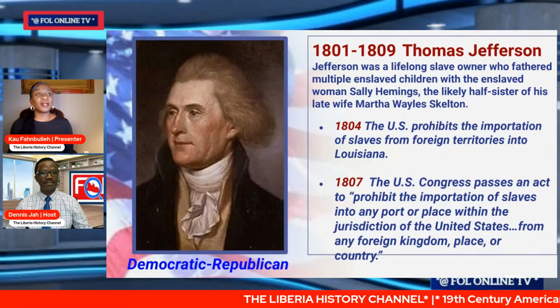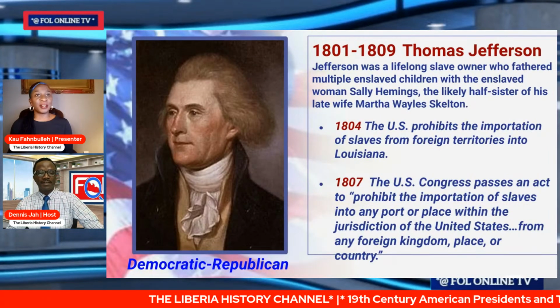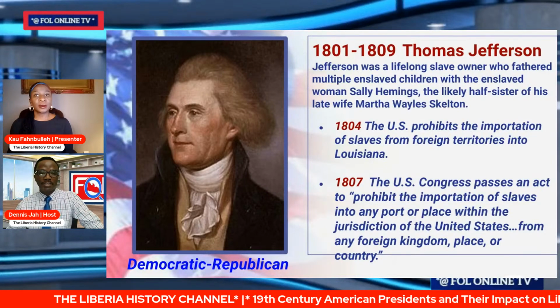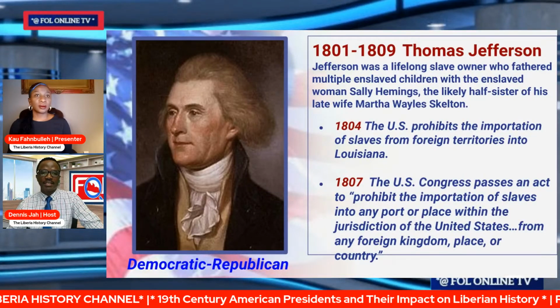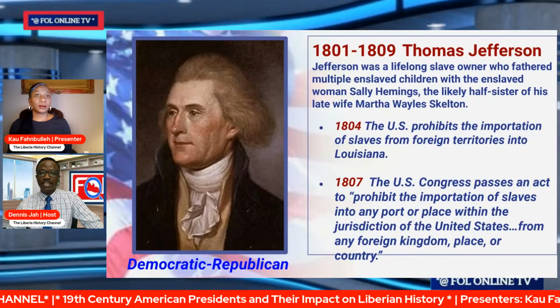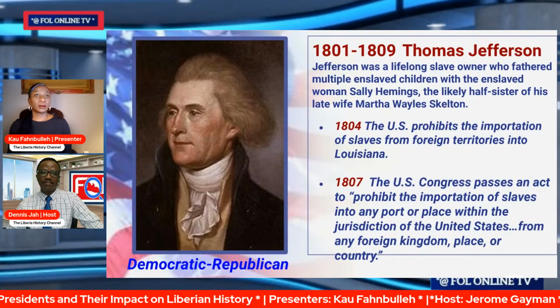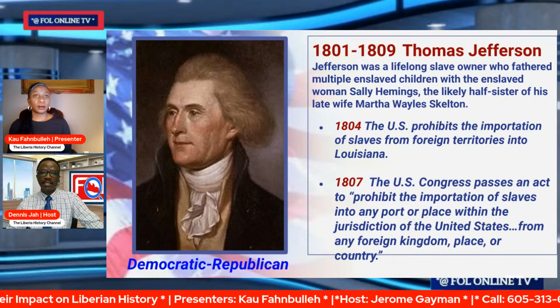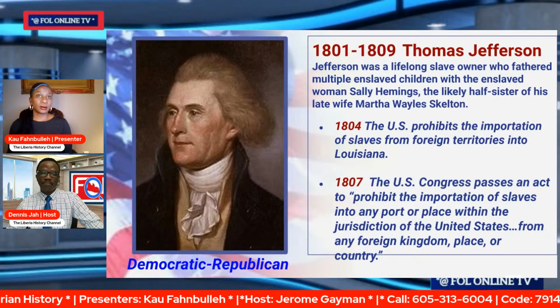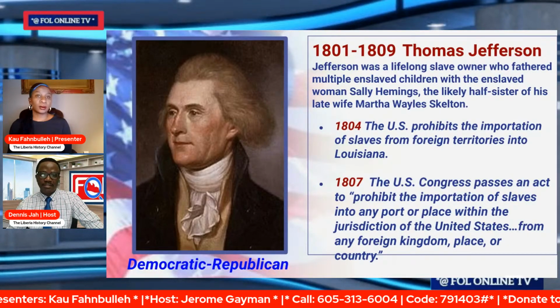Next slide, please. We have a lot of slides, so I don't want to spend too much time on each one. You can go ahead, Dennis. Thomas Jefferson is 1801 to 1809. Jefferson was a lifelong slave owner who fathered multiple enslaved children with the enslaved woman Sally Hemings, the likely half-sister of his late wife, Martha Skelton.